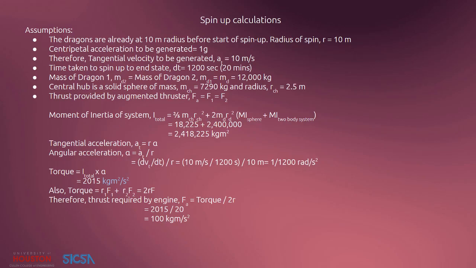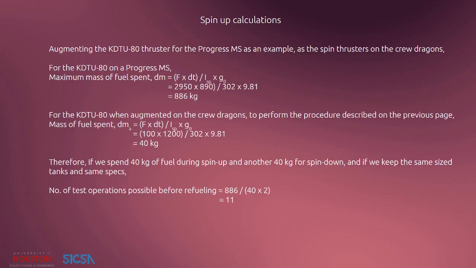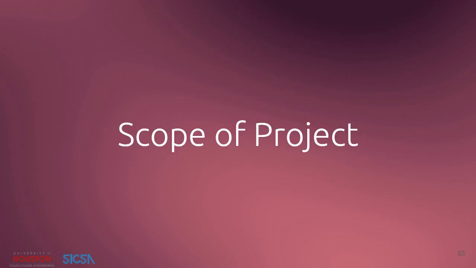Now, as for the augmented thruster calculations, I have assumed some conditions here. Please feel free to pause the video and check them out. If we assume that we use something like the KDTU-80 thrusters used for the Progress, we can expect around 11 spin up and spin down cycles before we need to refuel. Now it's important to note that I am at the beginning stages of my quantification, so I will make it more detailed as I go along.